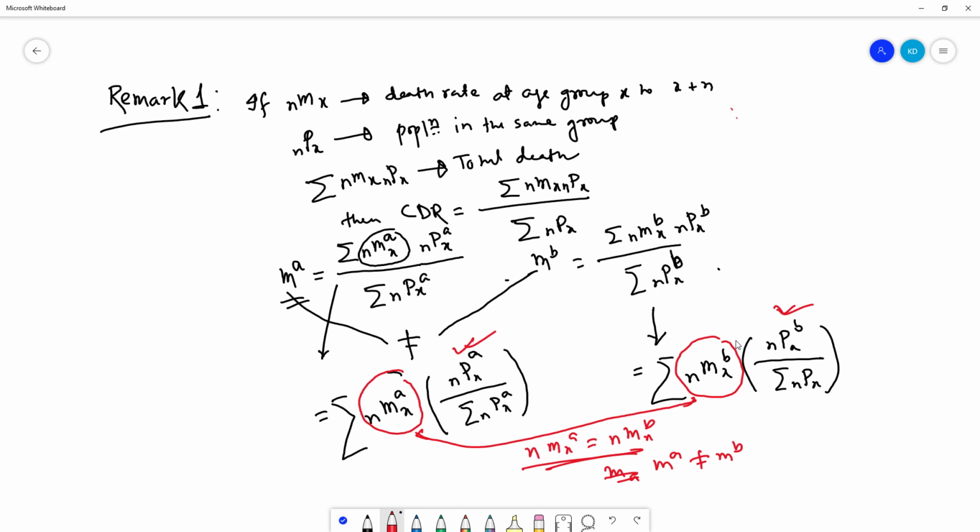Hence CDR cannot be used to compare mortality situations. For that reason, we cannot use CDR to compare mortality situations in different places unless the populations of the places have identical age distributions or sex distributions, a condition which is seldom fulfilled. Hence, in that situation, we consider age specific death rates to compare the mortality of two different situations.